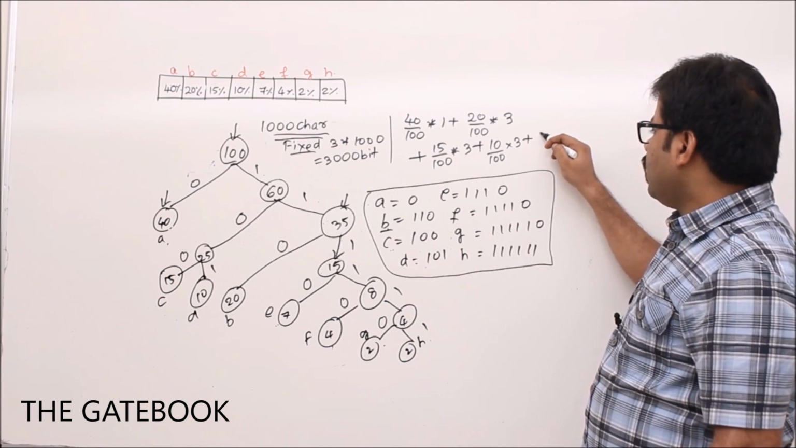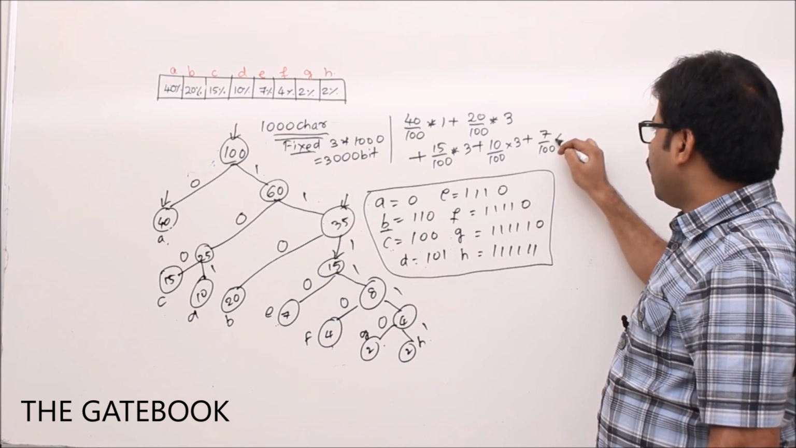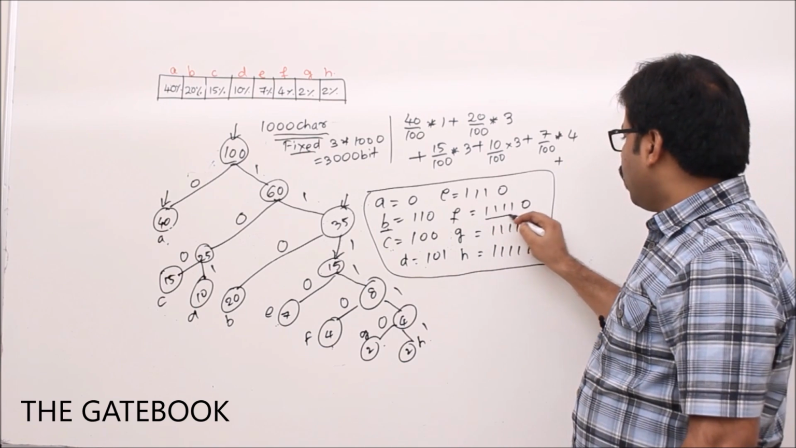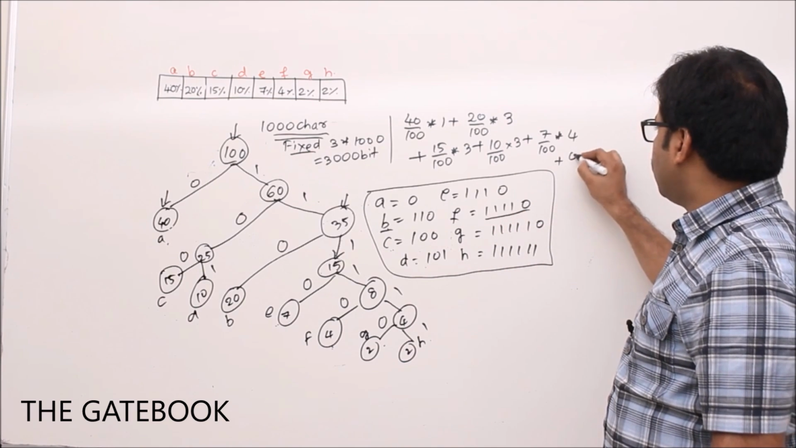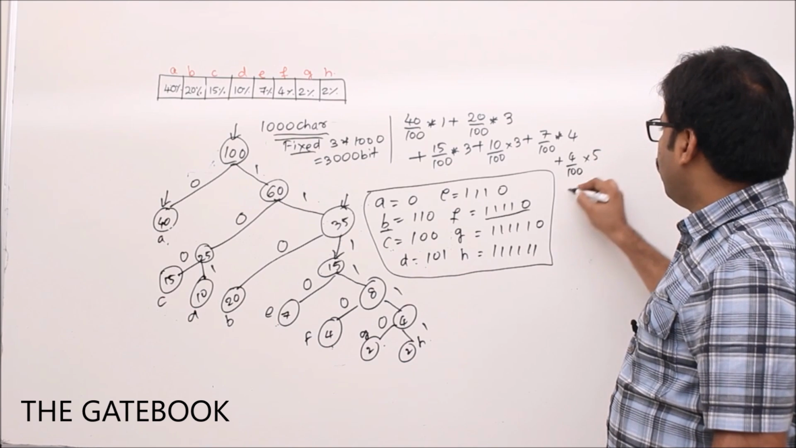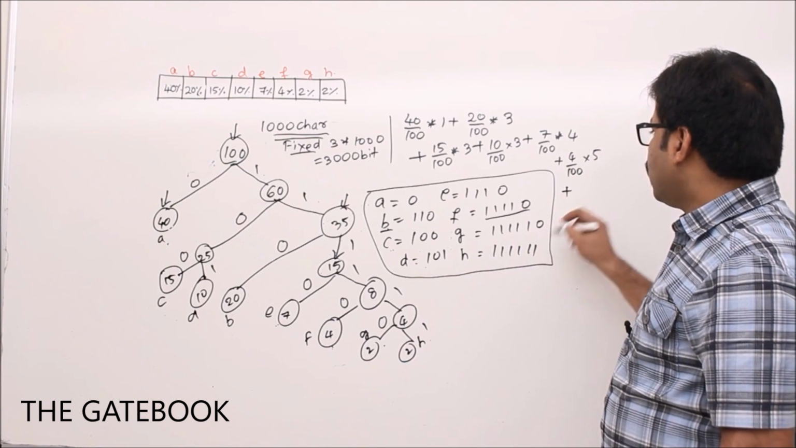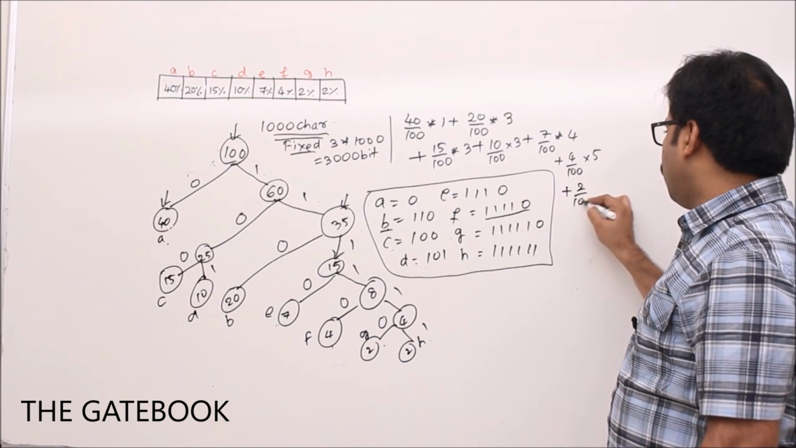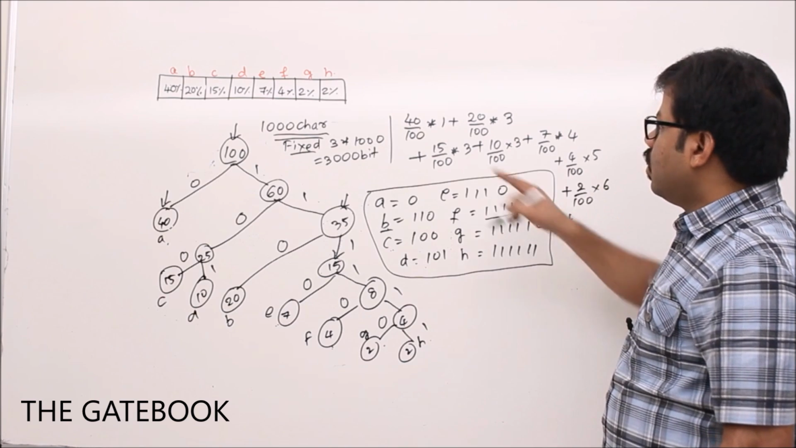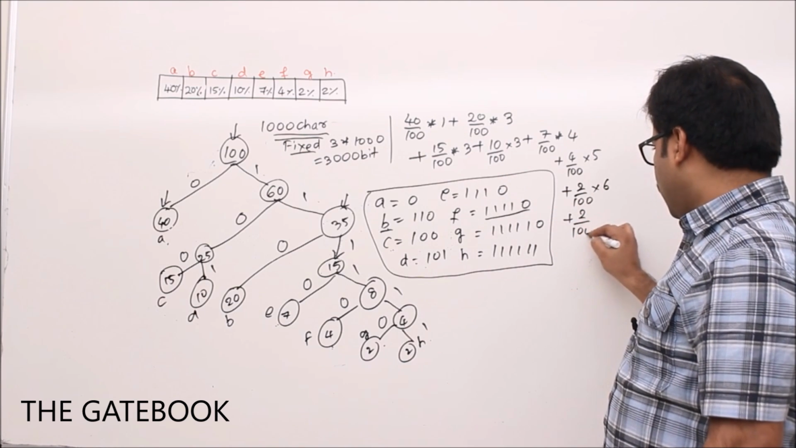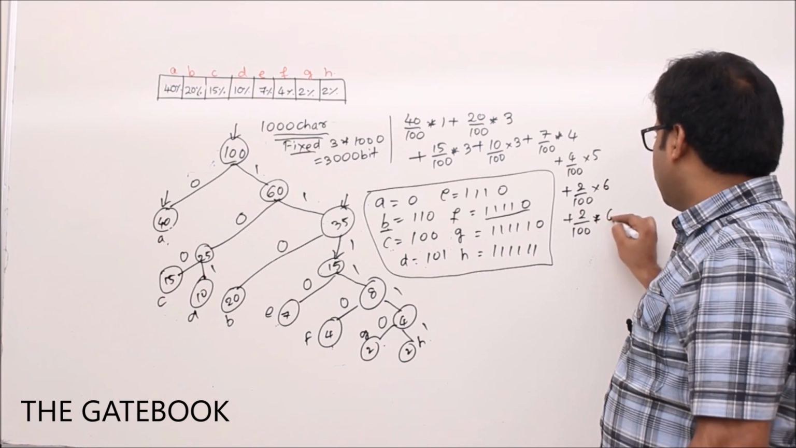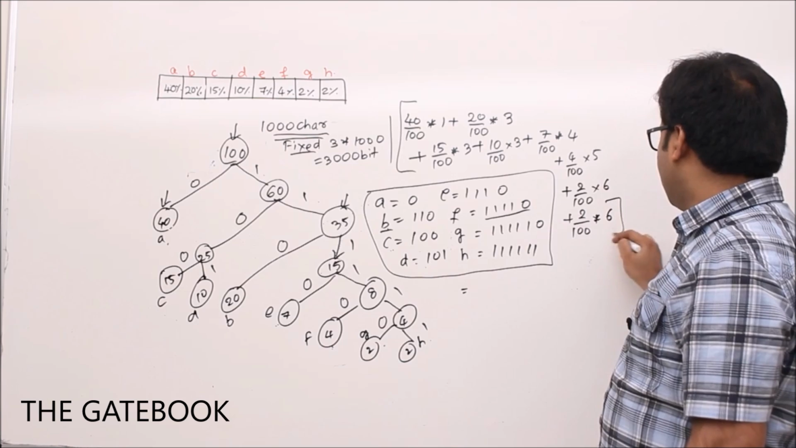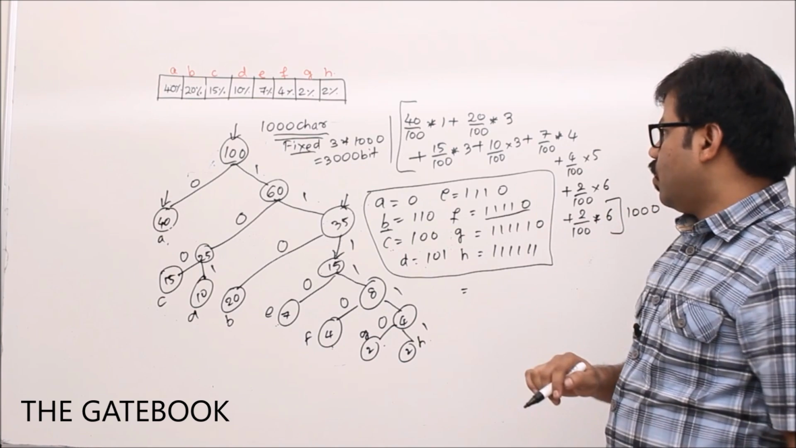Then E. What is the frequency of E? 7%. 7% of the time we will have 4 bits. Then 5 bits for F. F is 4% of the time into 5. Then G, 6 bits, and G's frequency is 2%, 2% of the time 6. Then one more character H, 2% into 6 bits. If you simplify it, we'll see what happens. And overall for how many bits? 1000. We have to multiply it by 1000.